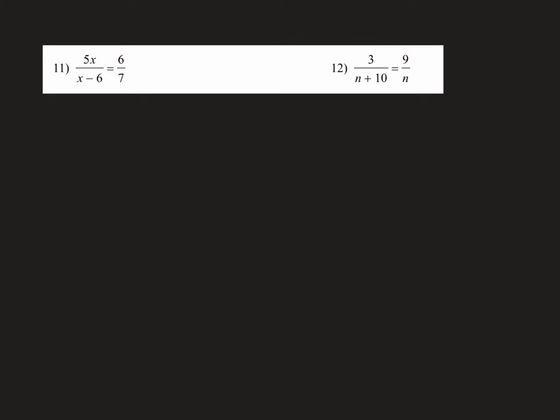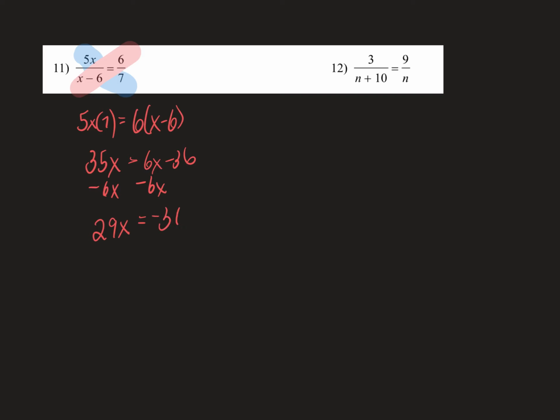Remember, when you are doing these types of problems, you multiply numerator and denominator and numerator and denominator. So 5x times 7 equals 6 times x minus 6. So 35x equals 6x minus 36. Move your x to the left. 29x equals negative 36. Divide by 29. X will equal negative 36 divided by 29. That's the answer to that one.